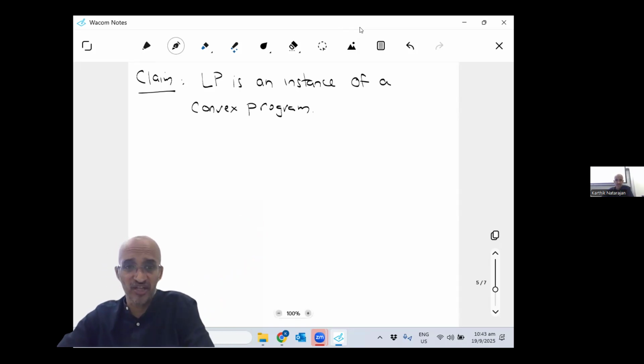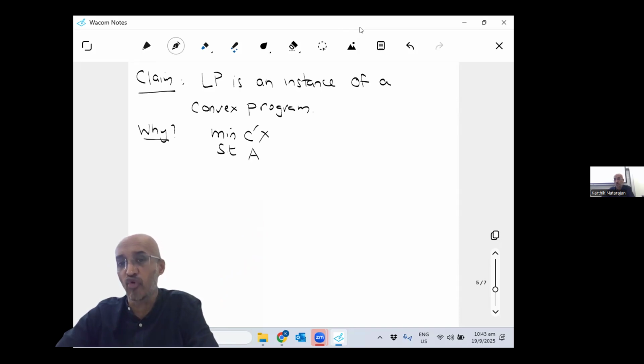And why is this the case? This is straightforward to see. What is an LP? LP is of course minimize. I can focus on this form. We know that every LP can be written in this form. Let's take this form. I need my objective to be convex. A linear function is the simplest form of a convex function.